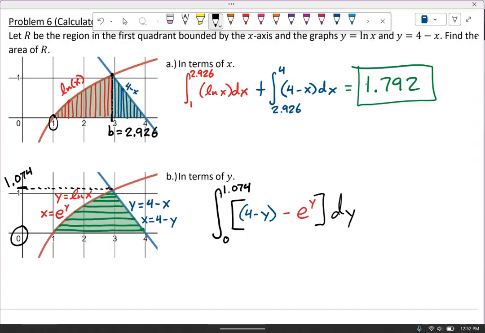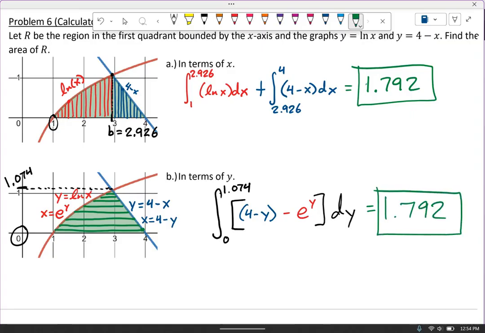All right, I want you guys to plug that one in. Check to see, do we get the same thing? If you did everything right, your area should be the same as what we got in part A. All right, do we get the same area, ladies and gentlemen? Yes? All right, 1.792. And there we go.